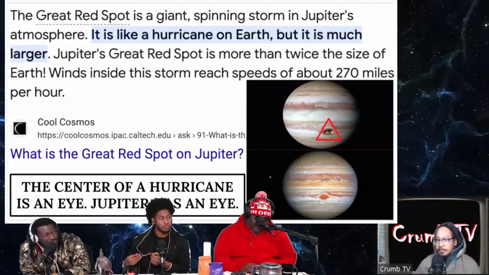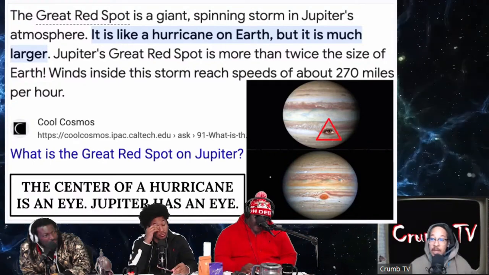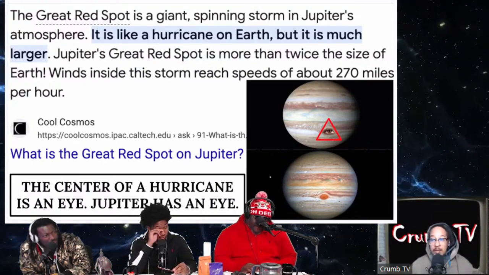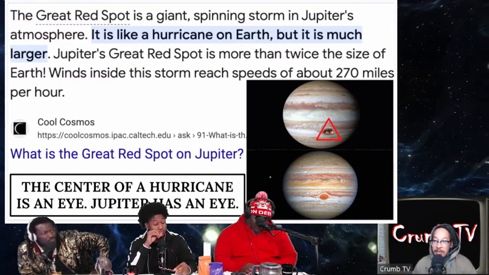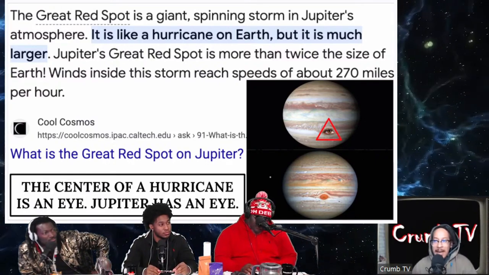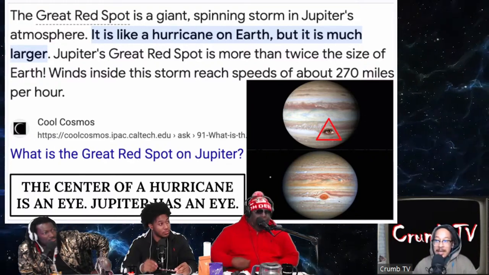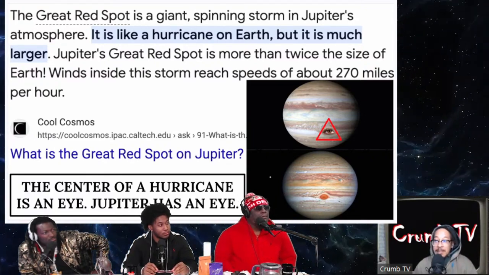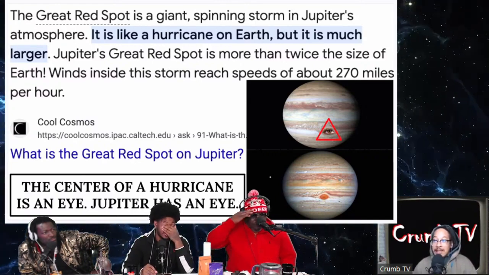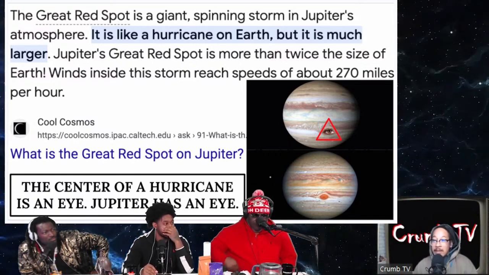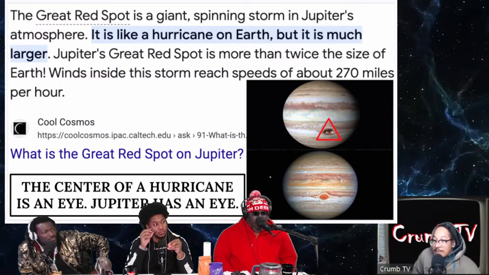So when you're dealing with Jupiter, this is very important, family. This is according to coolcosmos.edu, an educational website. It reads: the Great Red Spot is a giant spinning storm in Jupiter's atmosphere. It's like a hurricane on Earth, but it is much larger. Jupiter's Great Red Spot is more than twice the size of Earth. Winds inside the storm reach speeds of about 270 miles per hour.